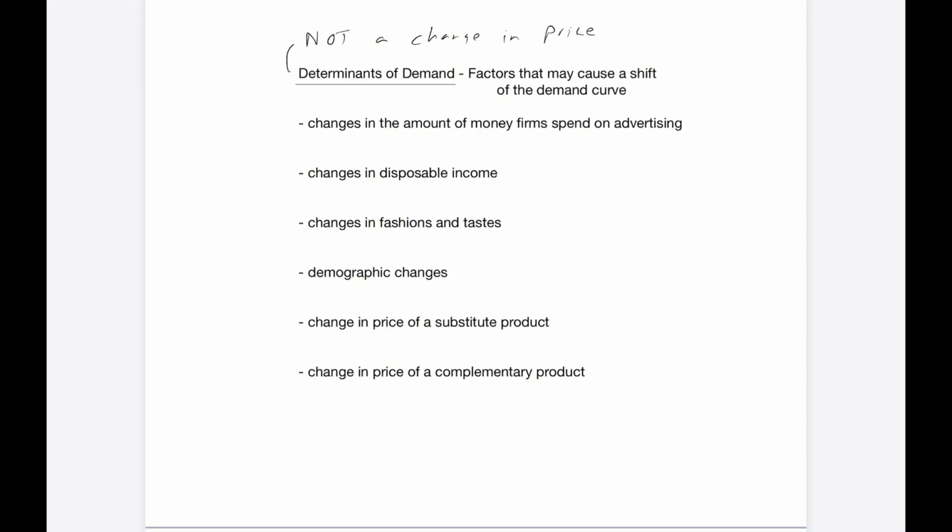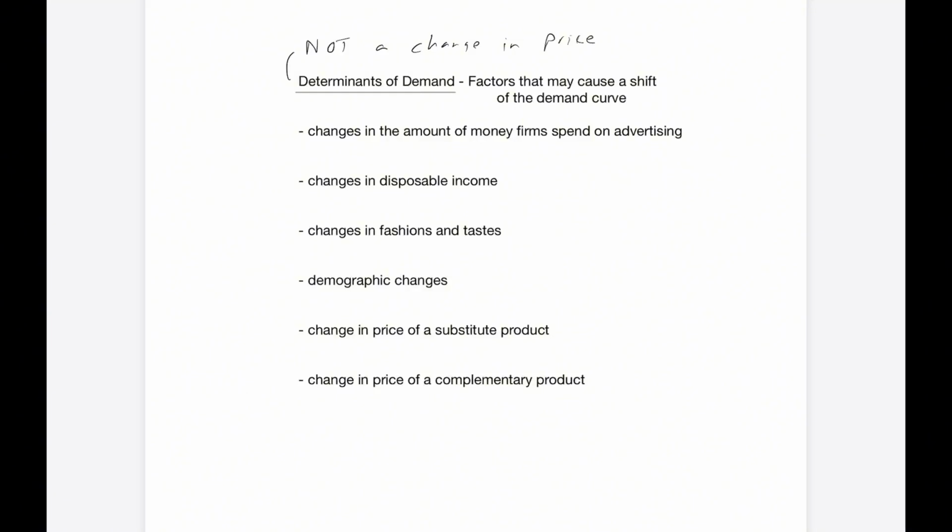So the first one is a change in the amount of money firms spend on advertising. If they spend more money on advertising, then that will lead to an increase in demand. The idea is that if the firm spends more money on advertising, then consumers will become more aware that the product exists, and the advertising may try to persuade consumers to buy the product. So therefore, more consumers will be willing and able to buy the product, and demand will increase as a result.